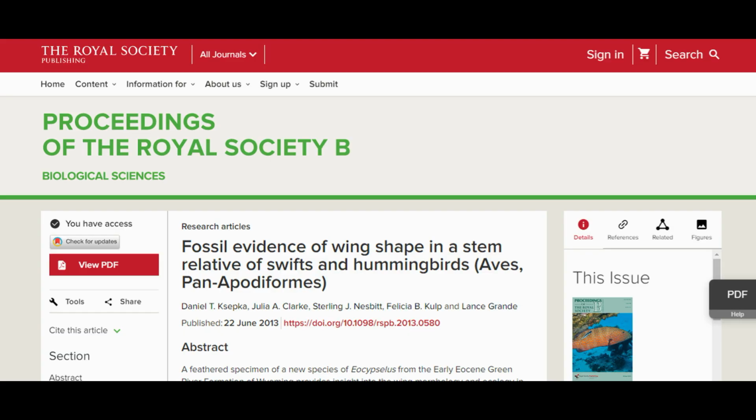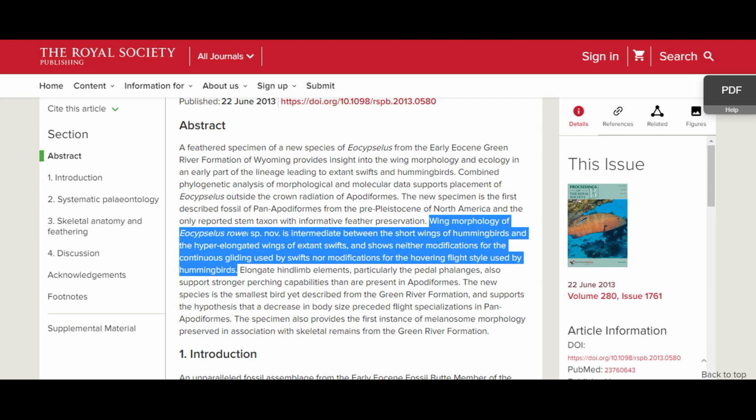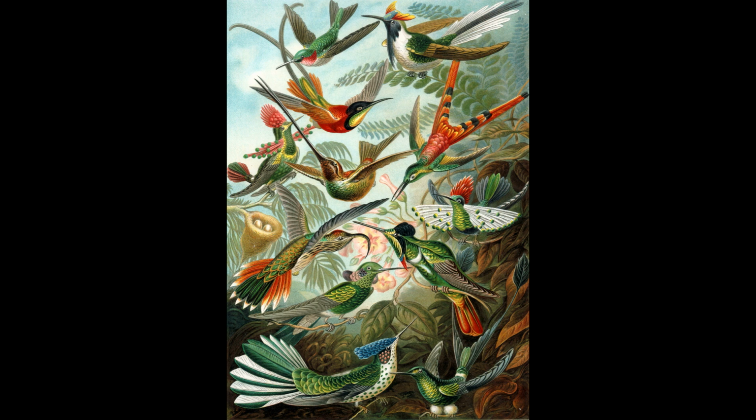According to a 2013 paper, quote, wing morphology of Eocypselus rowi is intermediate between the short wings of hummingbirds and the hyper-elongated wings of extant swifts, and shows neither modifications for the continuous gliding used by swifts, nor modifications for the hovering flight style used by hummingbirds, close quote. And hummingbirds all fall in the Apodiformes family Trochilidae.